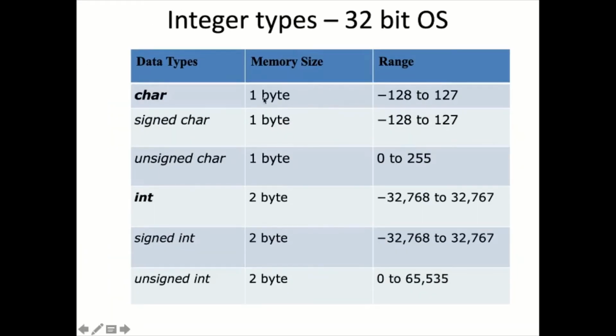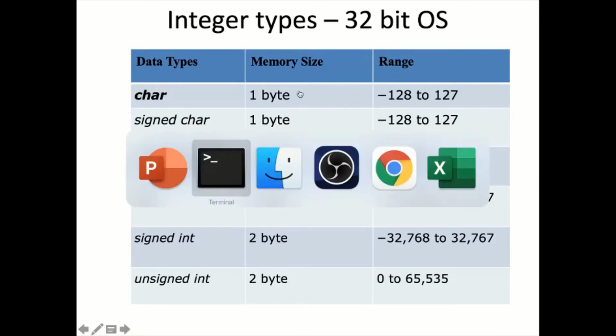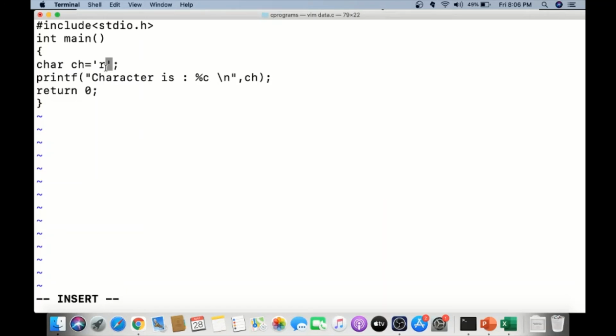So I have shown here 1 byte of memory, and the range will be from this. This is the ASCII value. So 1 byte of memory will be allocated for this, and in that 1 byte of memory, this R will be stored. That is, in 8 bits, that R in binary, some ASCII code will be there, and it will be stored in that memory location.